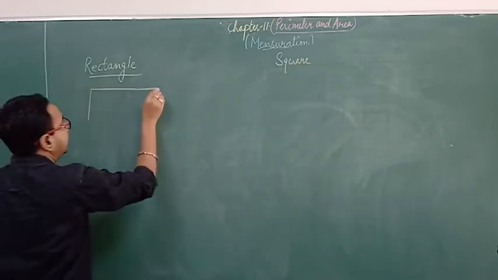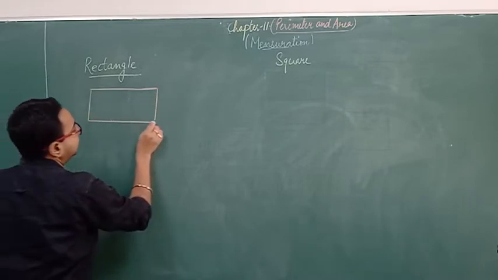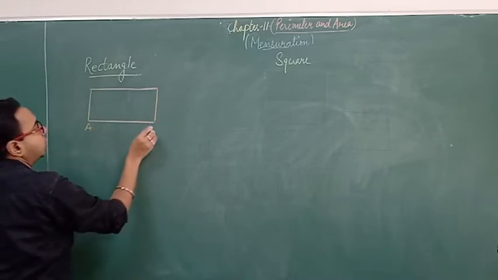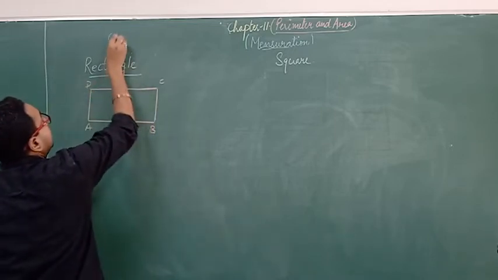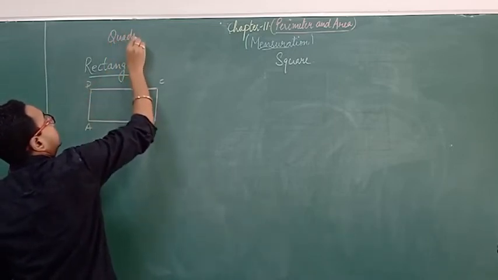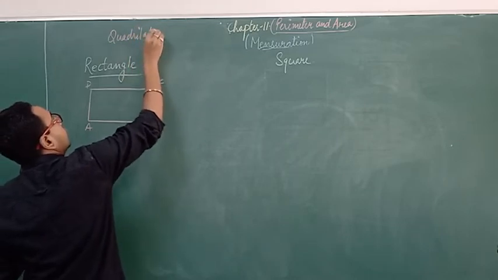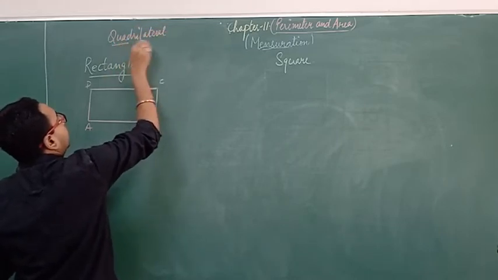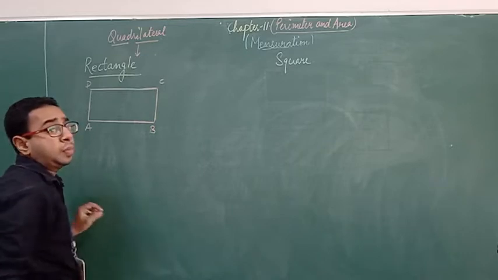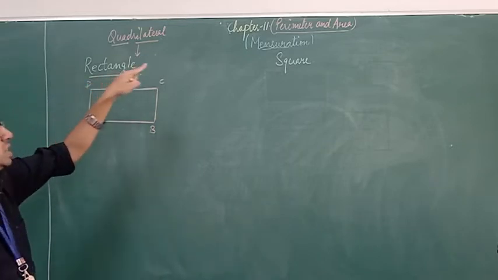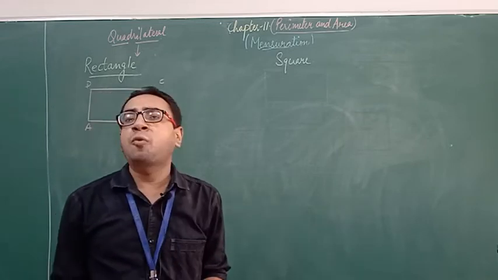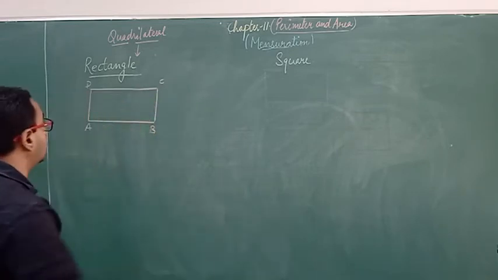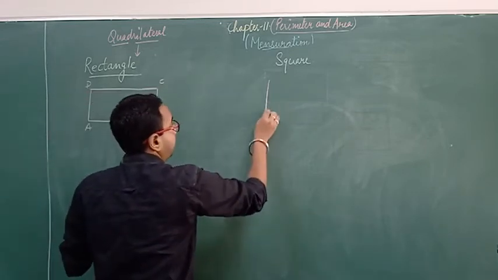Rectangle, a four-sided figure. Four-sided figure, generic name is quadrilateral. Quad means four, lateral means side. Rectangle, square, rhombus, parallelogram, kite are the examples of quadrilaterals. Are we clear? So, and what do you mean by square?